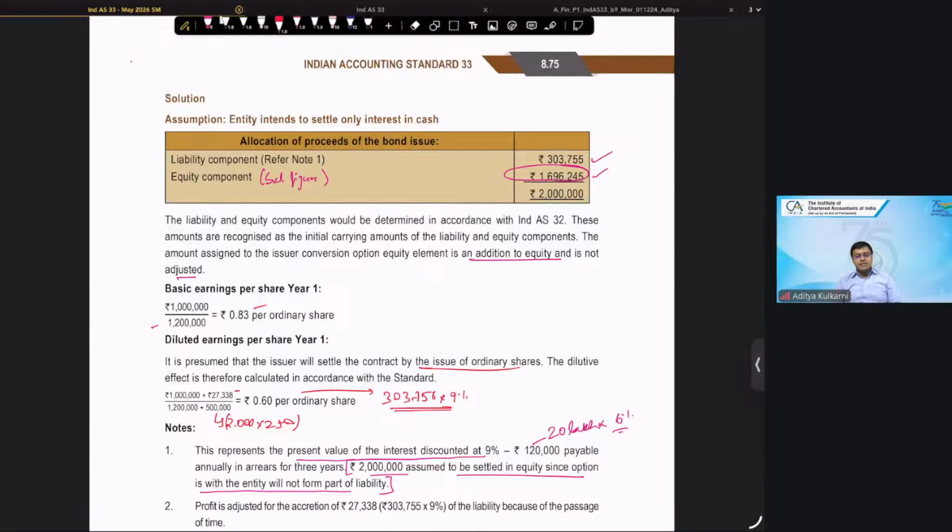Are you able to understand this? Yes. Are you able to follow?